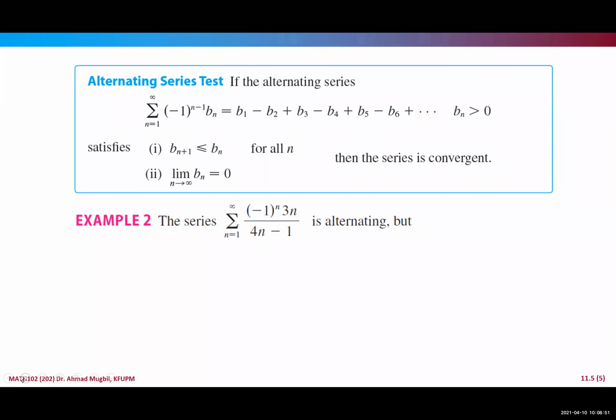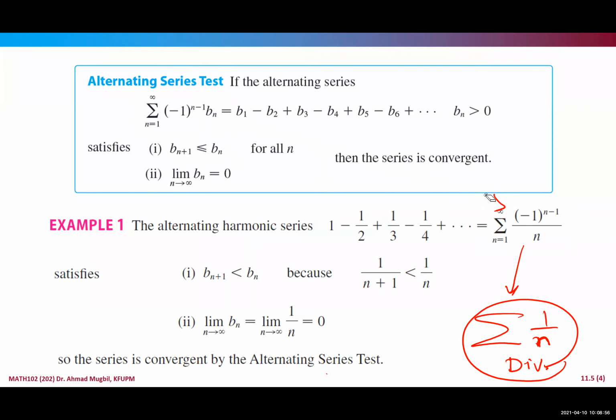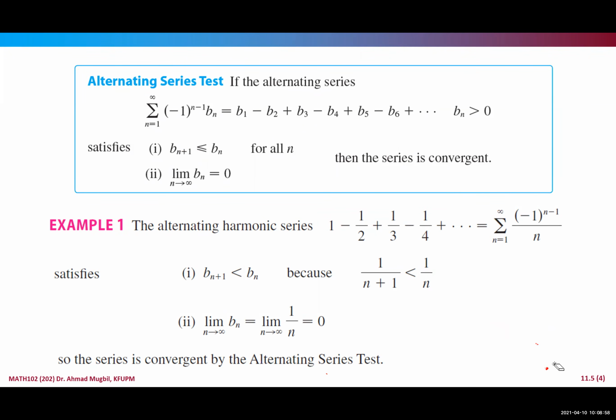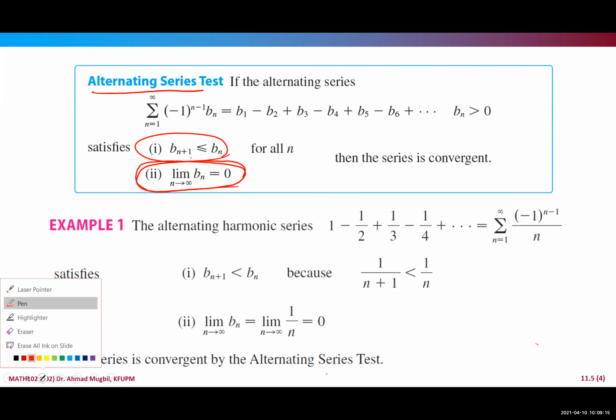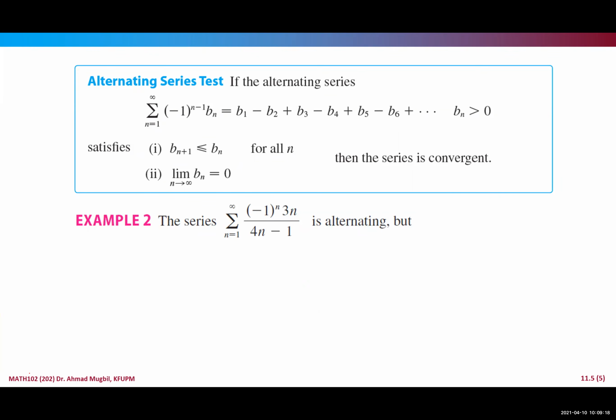Another example here, ya shabab. Of course, I forgot to mention: if you want to study the convergence or divergence of any alternating series, I advise you to start with condition 2. Check the limit. If the limit is 0, go on to studying whether it is decreasing or increasing. But if the limit is not 0, you don't need to continue, like here. So here, don't waste your time looking at whether it is decreasing or not.